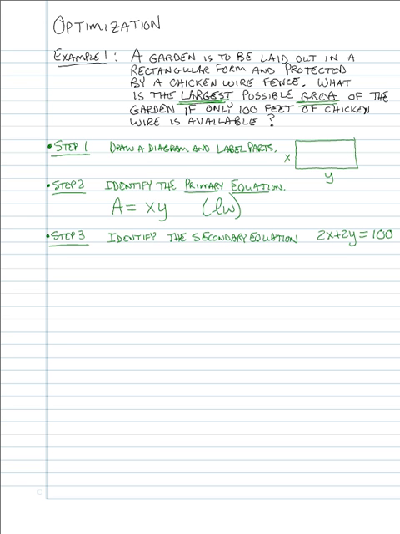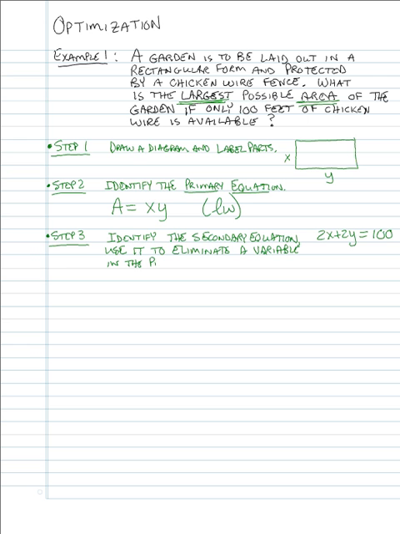Now, the usefulness of the secondary equation is not only do we need to identify it, but then we need to use it to eliminate a variable in the primary equation.